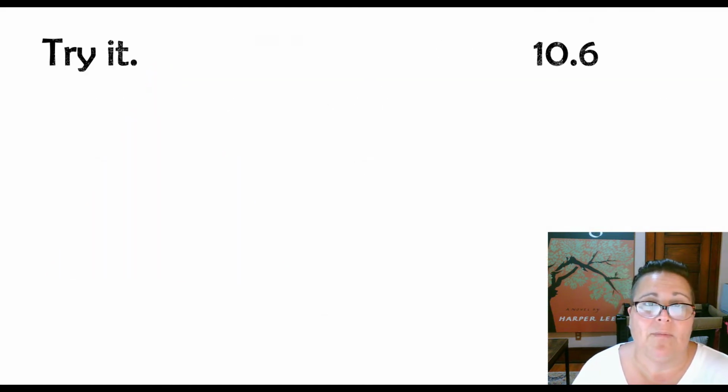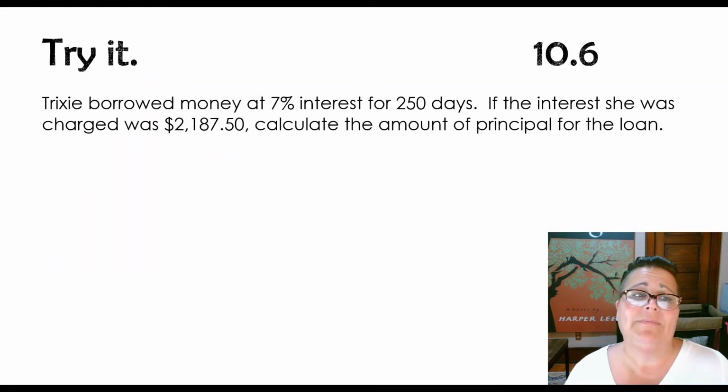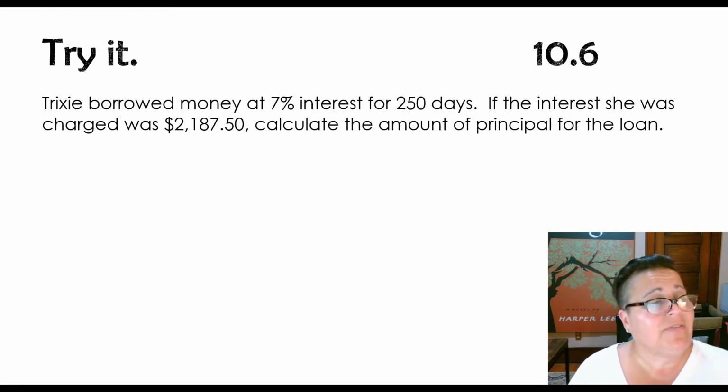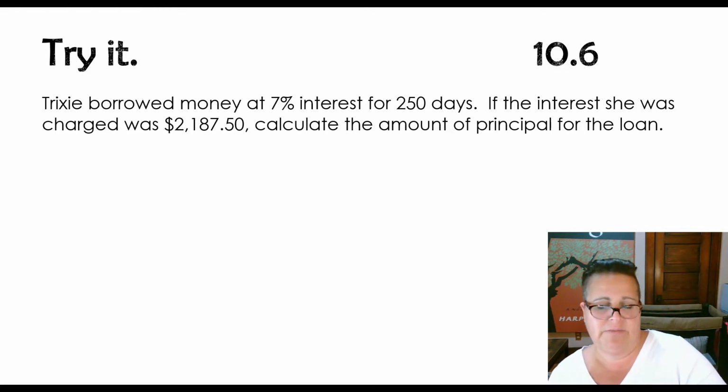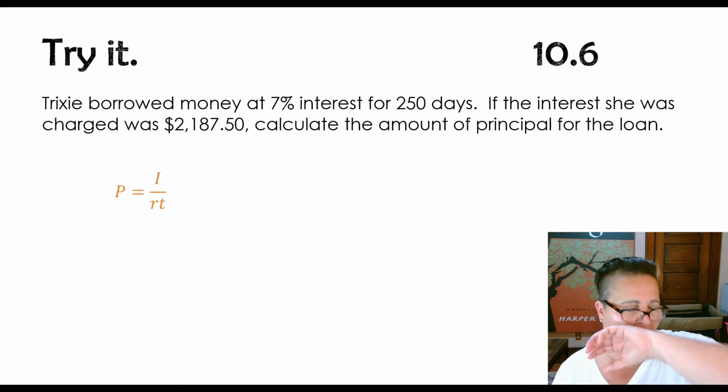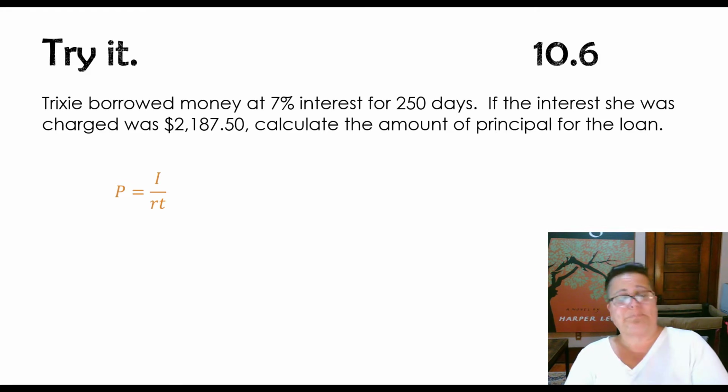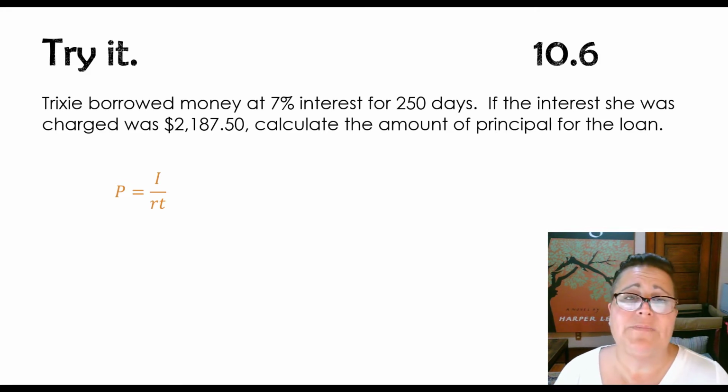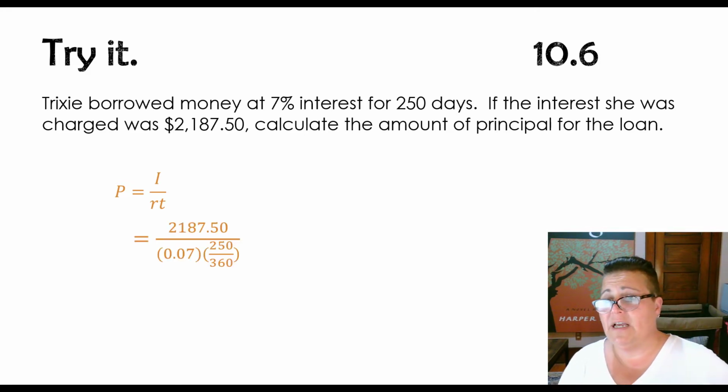To try a problem with that, Trixie borrows money at 7% interest for 250 days. If the interest she was charged was $2,187.50, calculate the amount of principal on this one. Principal is equal to interest over rate times time.